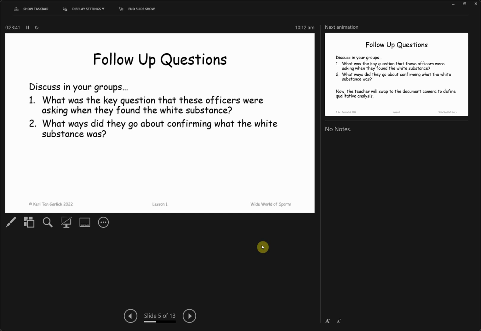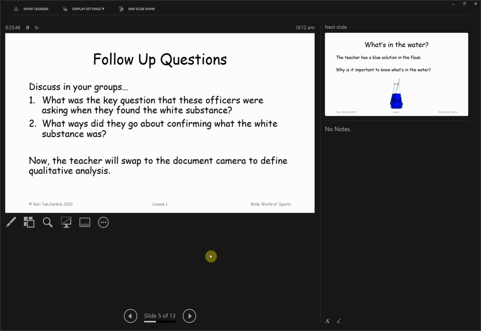Do you want to be like, is it soluble? Let's put the cocaine into it. All right. So what I will now do is swap to the document camera, and I'll give you guys the definition of what is qualitative analysis.